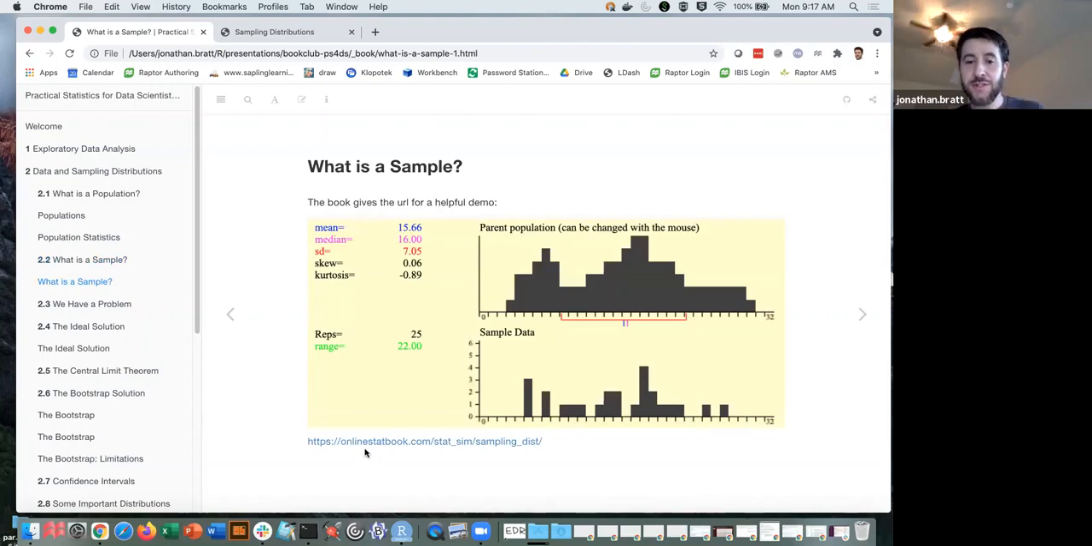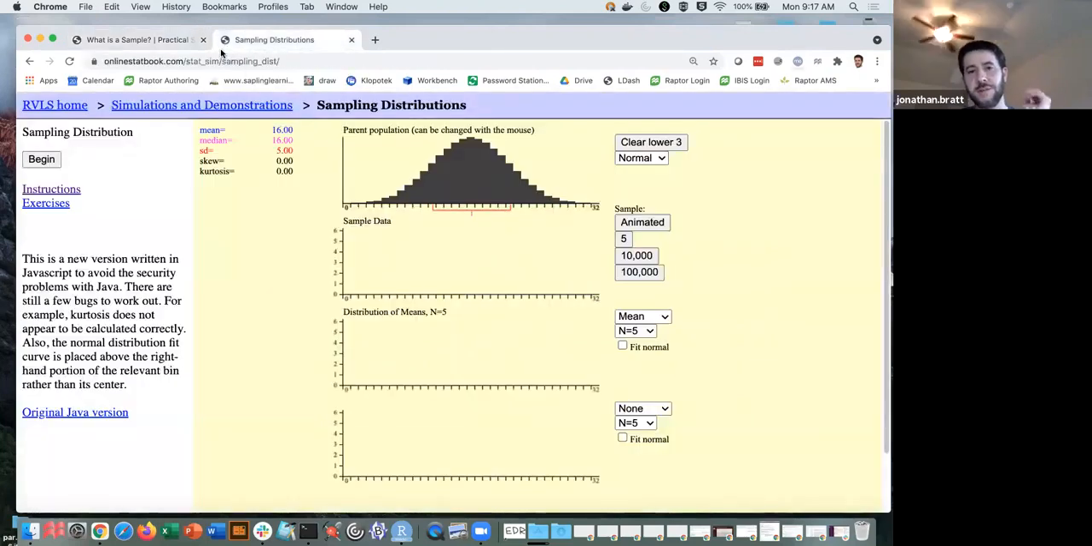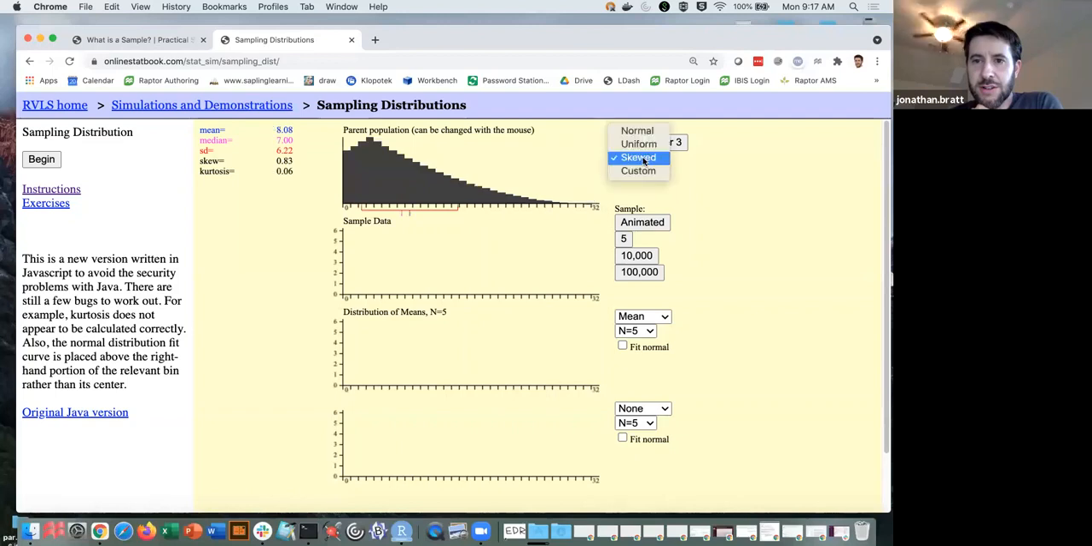Okay, so I was saying that there's this useful link in the book that I'm going to switch over to, that I found really helpful for visualizing and understanding this. It's a simulation that starts with a population. Here they call it the parent population, and you can select a few different distributions for it. Then you get to draw a sample, and I calculate a statistic on it. In this case, the statistic was the mean.